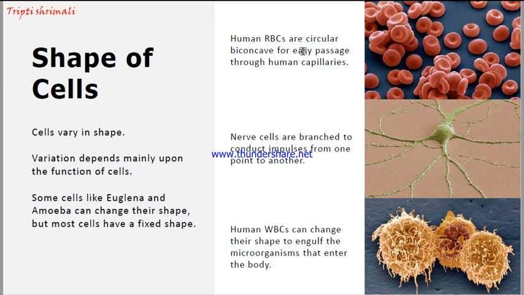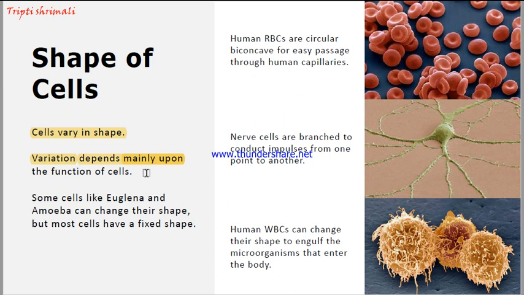If we talk about the shapes of cells, again the cells vary in shape, and the variation depends mainly upon the function of the cell. What function they are performing, right? They vary in shape because they have a particular function, so that they can perform their function very efficiently. Some cells like Euglena and amoeba can change their shape, but most cells have a fixed shape.